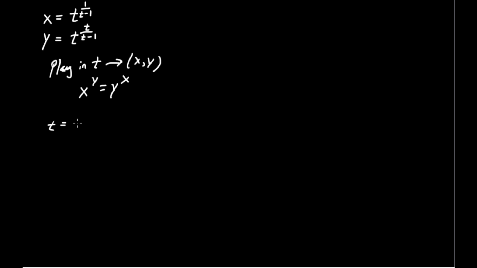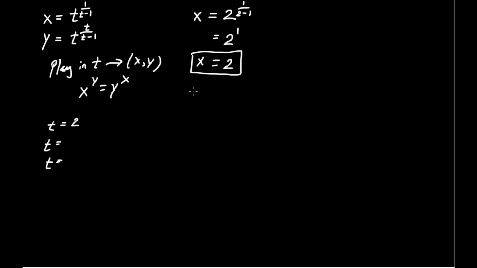And in this video, I'd like to consider three values of t, three pretty nice values of t that are going to give us some interesting results. Let me first consider the case where t is equal to 2. That means x is going to be equal to 2 to the 1 over 2 minus 1. And what's that exponent there? 1 over 2 minus 1, that's equal to 1. So x is going to be equal to 2 here.